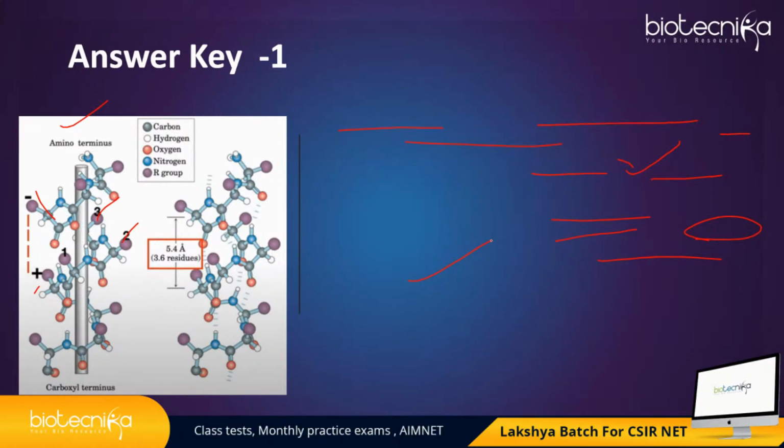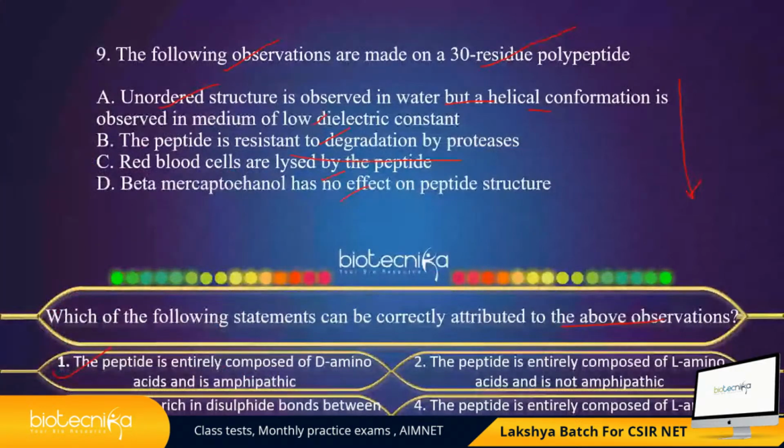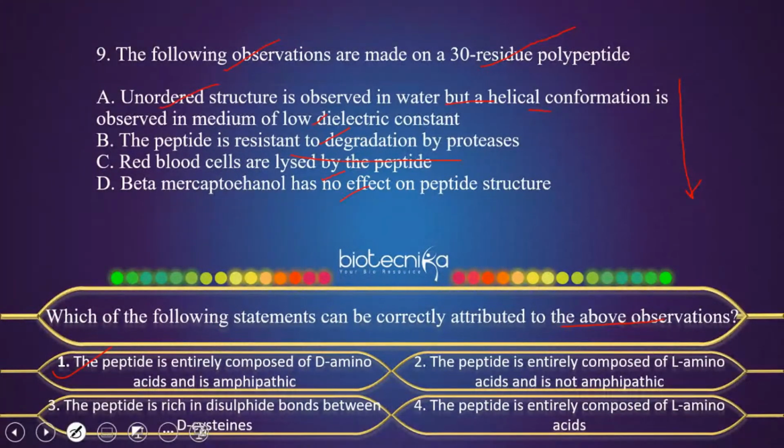Okay. Second option says the peptide is resistant to degradation by proteases. That definitely means it is a D amino acid, because we know that in our body, most amino acids are L amino acids, and proteases and all, they are very much specific to L amino acids. So if it is resistant to degradation, it definitely means it is D amino acid. Red blood cells are lysed by the peptide. I can't say it is giving much information for the conclusion over here, because anything can cause the lysis of the membrane.